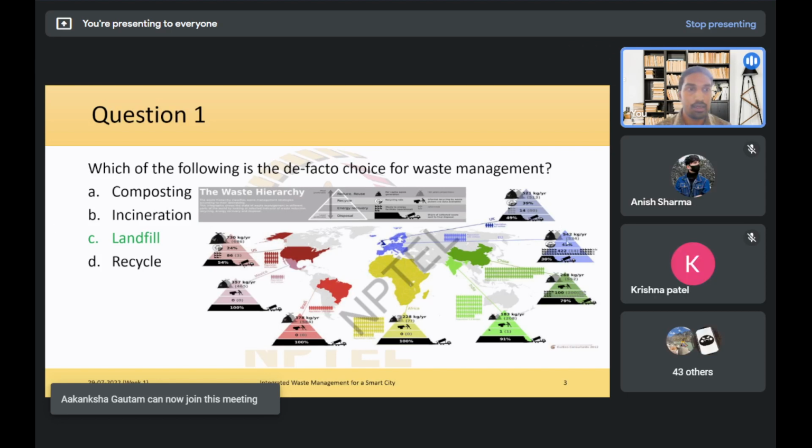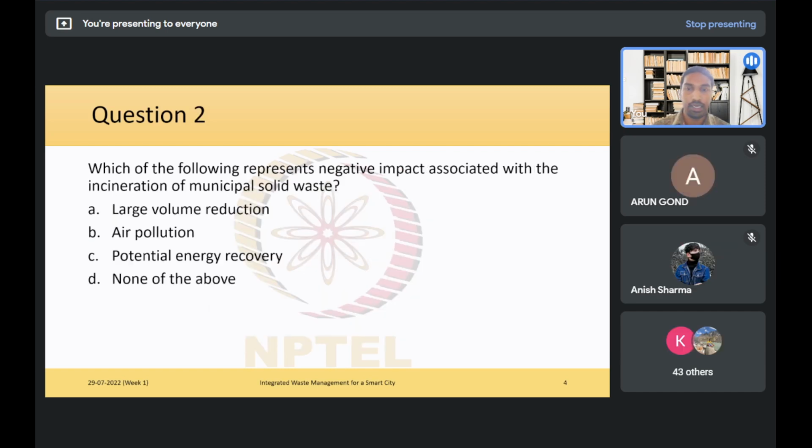Except in the European countries and in the US, we have a relatively lesser portion going to landfill, but still it is not zero, and there is still a considerable portion that is going to the landfill. Which is why we say that the de facto choice for waste management is landfill. Whether it is preferred or not is a different case, but that is the present state of managing waste. Okay, any questions with respect to that?